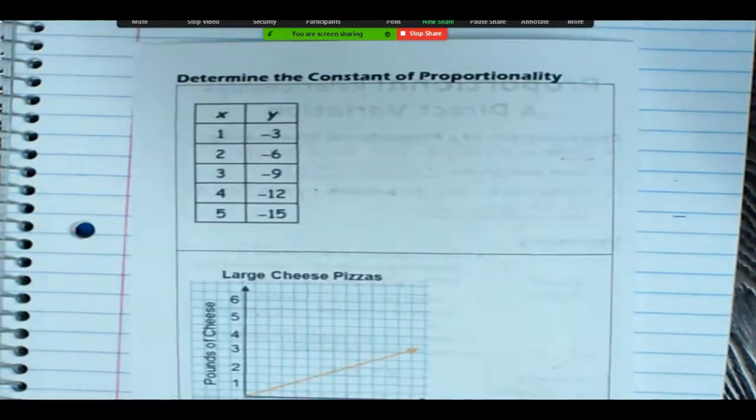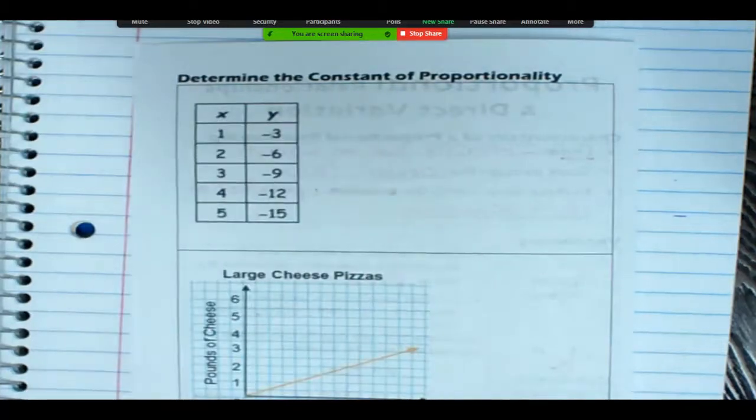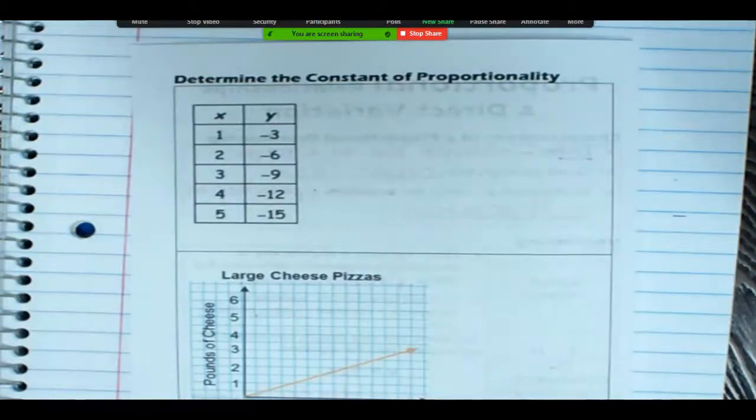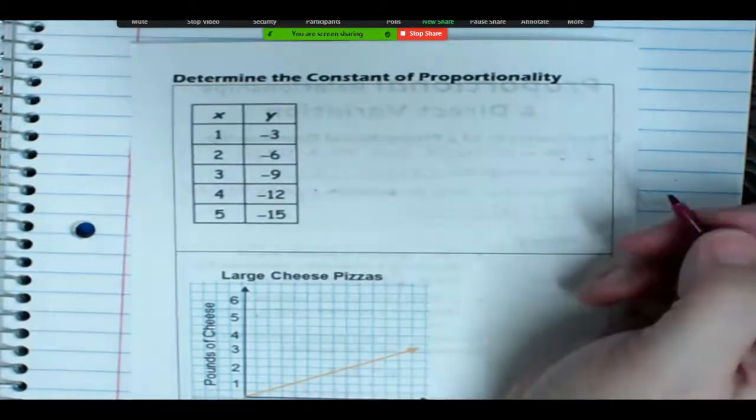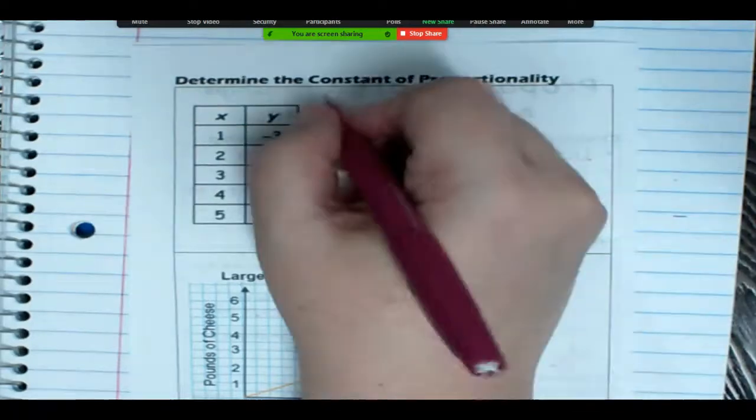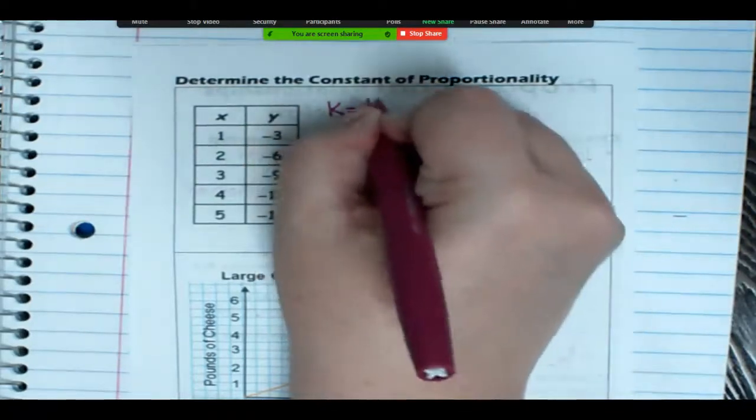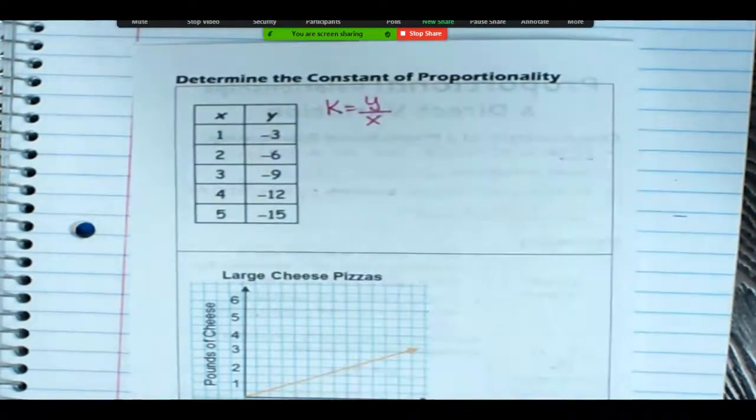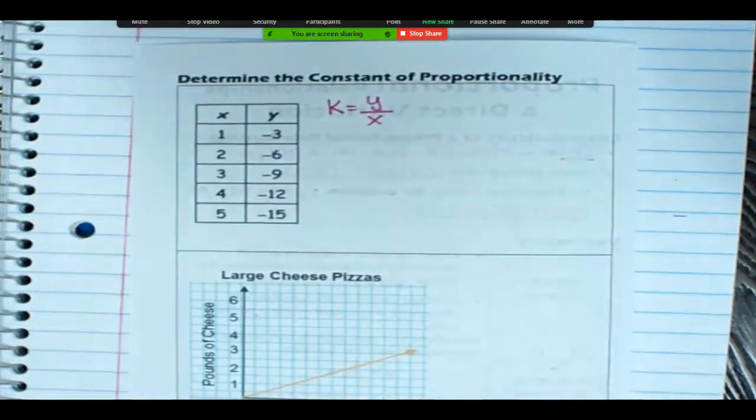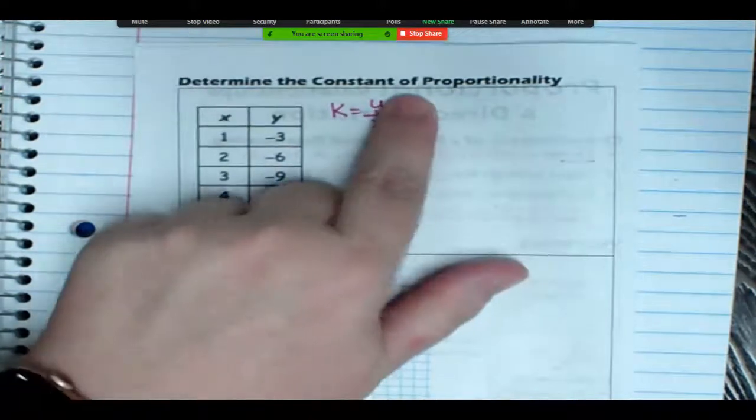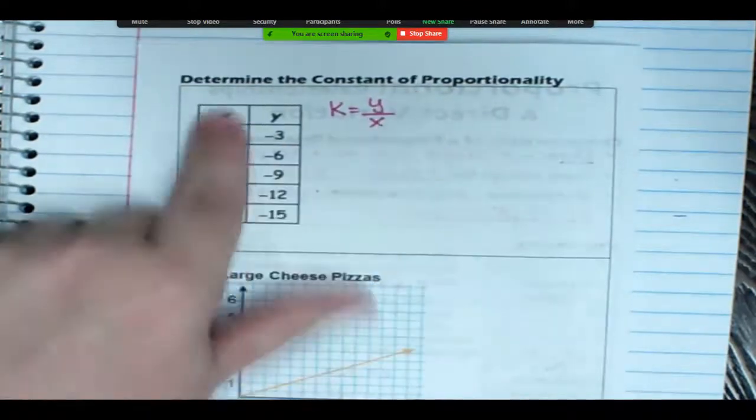All right, so here the question is wanting us to determine the constant of proportionality. So how did we say, what was that formula I could use to find constant of proportionality, or K? K equals Y divided by X. Now, because they're telling me we're looking for a constant of proportionality, I know this is a proportional relationship.